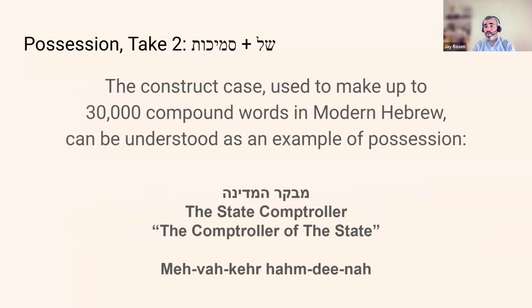Another one we've done before is smichut. We have a whole lesson on this. We've actually done several lessons on smichut. Smichut is the Hebrew term for compound nouns. Half of the Hebrew dictionary, half, is just compound nouns. They comprise that many words where we take two different nouns, put them together, and create a new thing.